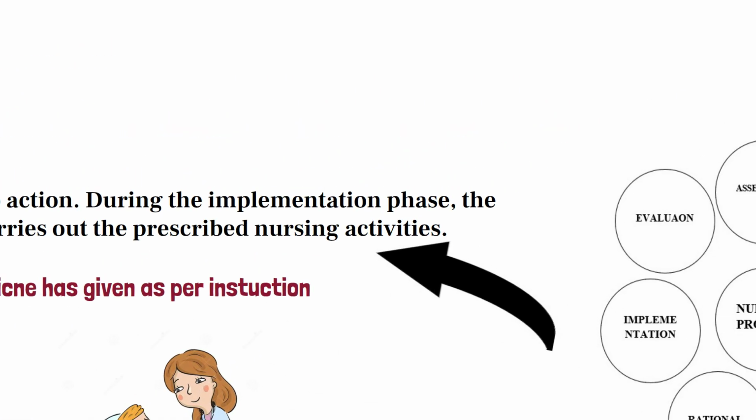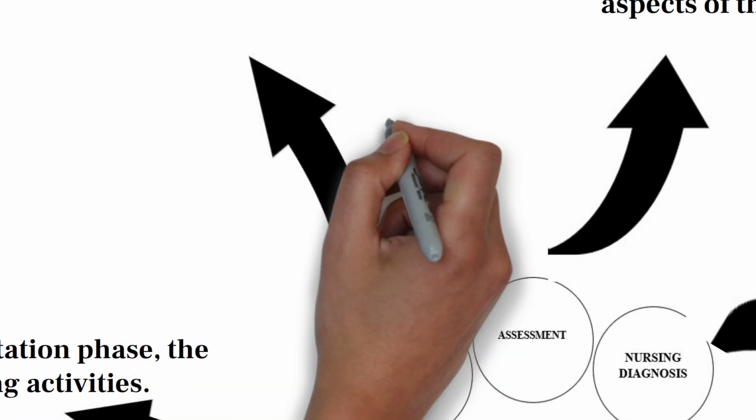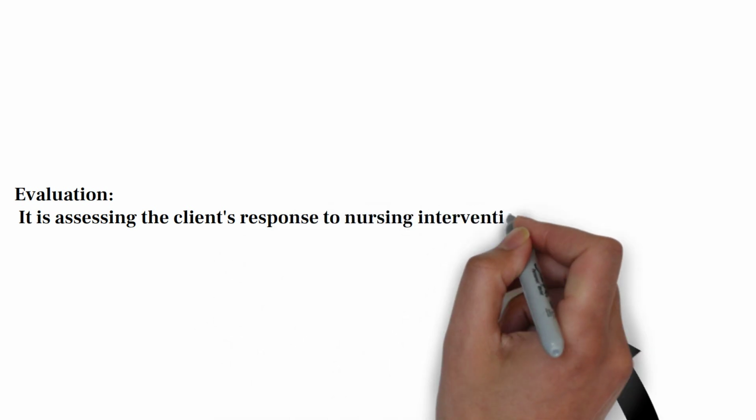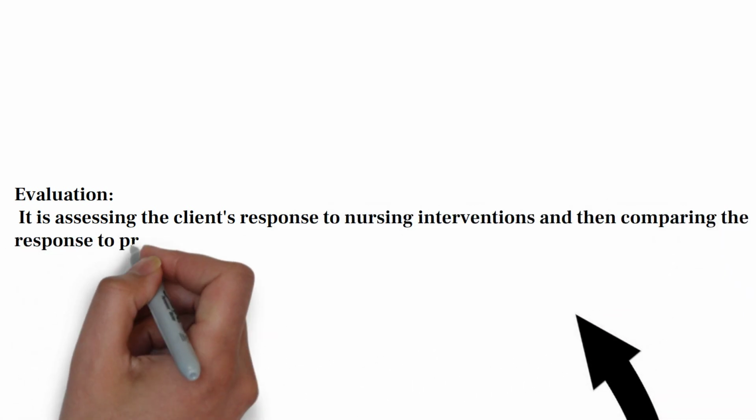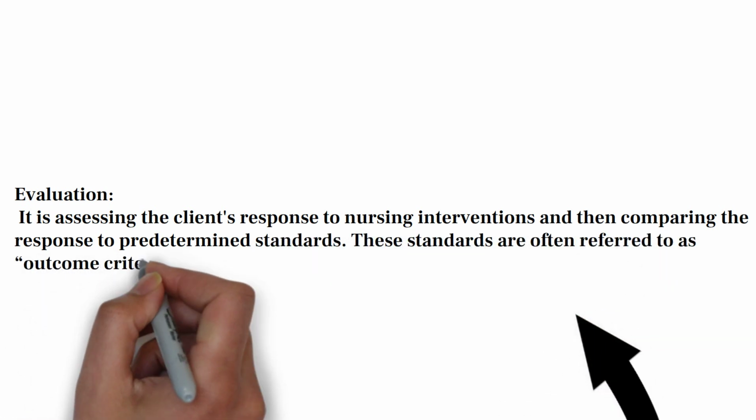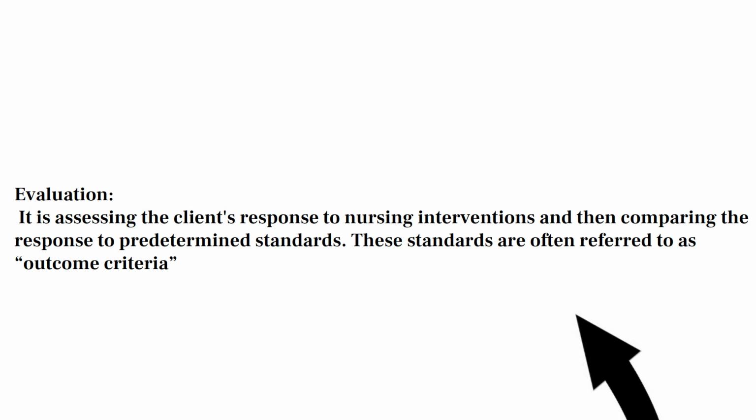So the next step is evaluation. This is the last step of the nursing process. It is assessing the client's response to nursing interventions and comparing the response to predetermined standards. These standards are often referred to as outcome criteria. So evaluation means after giving the care that has been planned, what is the ultimate condition of the patient? That means the ultimate outcome of the health status of the patient is called evaluation.